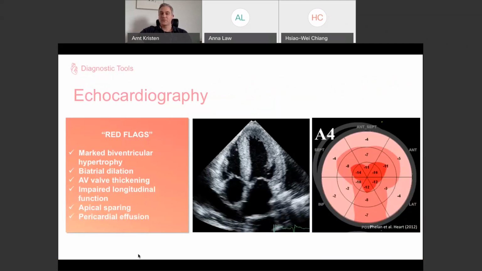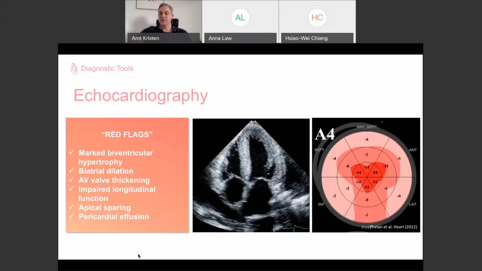When doing echocardiography, a typical finding is the marked biventricular hypertrophy and the atrial dilation of the patients, as well as a thickening of the atrioventricular valves, as well as pericardial effusion. These are red flags of cardiac amyloidosis by echocardiography.